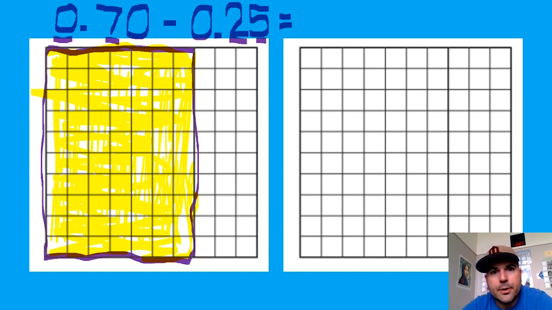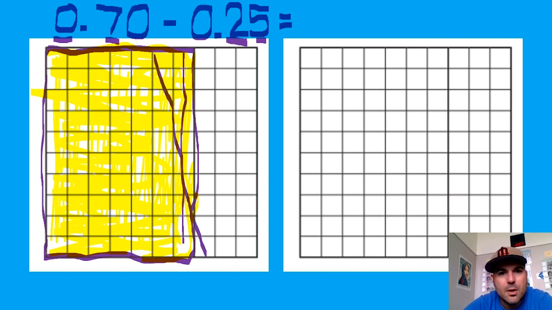So what am I going to do? Well, I'm going to X out 2 groups of 10. So let me do that. Let me just take those away. I should just put a big X. Let's try that. 2 rows. Here's an X. Bam. Taking those away. Bam. And then I have to take away 5 more.